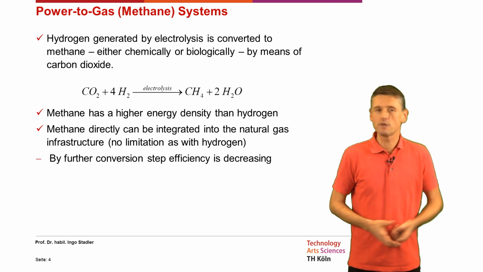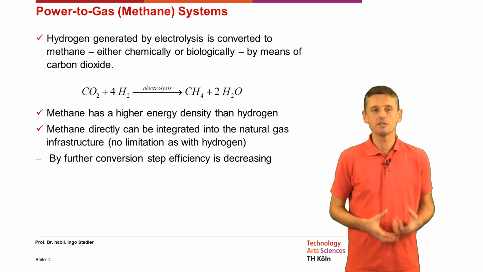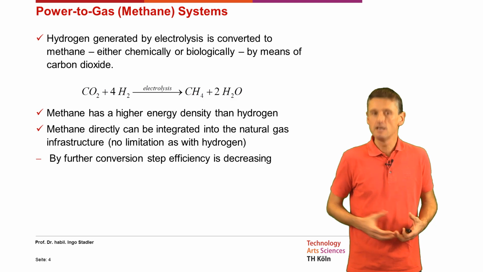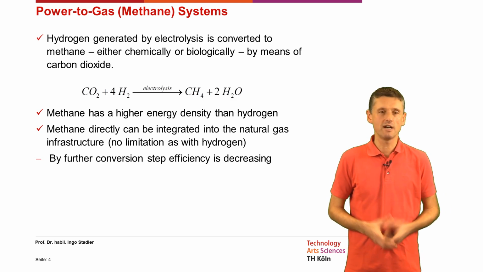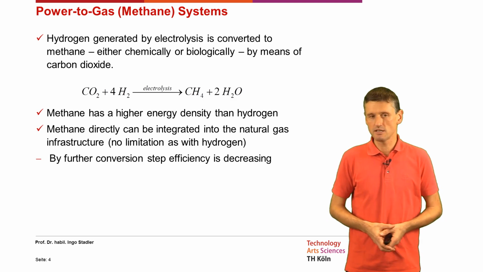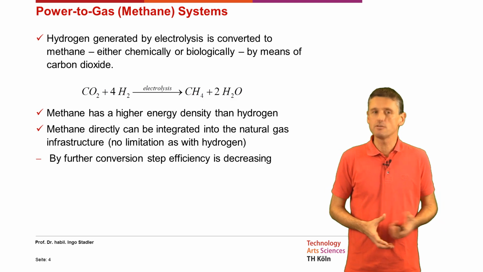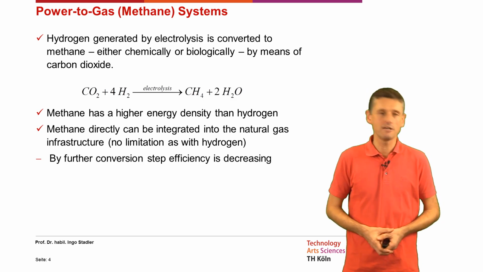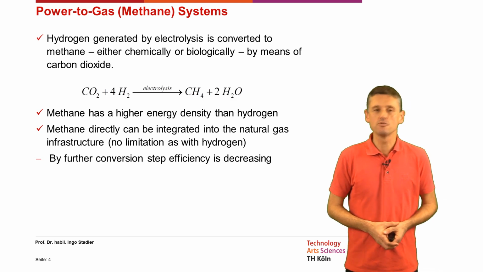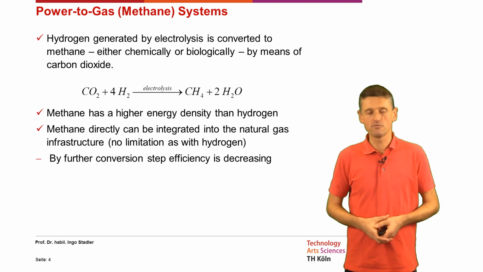But coming to the power-to-gas methane systems, here hydrogen generated by electrolysis is converted to methane either chemically or biologically by means of carbon dioxide. And here we have added the Sabatier reaction. The CO2 plus 4 times of hydrogen then is converted into methane CH4 and 2 parts of water.